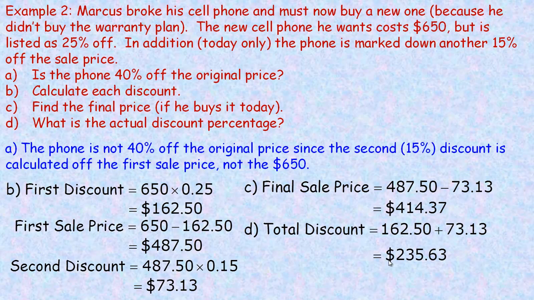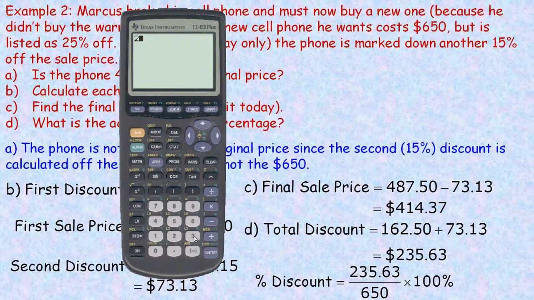And so we want to figure out, when D asks, what is the actual discount percentage? We're trying to figure out what percent that is of the original $650 price. So the percentage discount would be that $235.63 divided by 650, and then that will give you a decimal, and then we multiply it by 100. A lot of people like to do this in 2 steps. So we'll divide that by the 650.